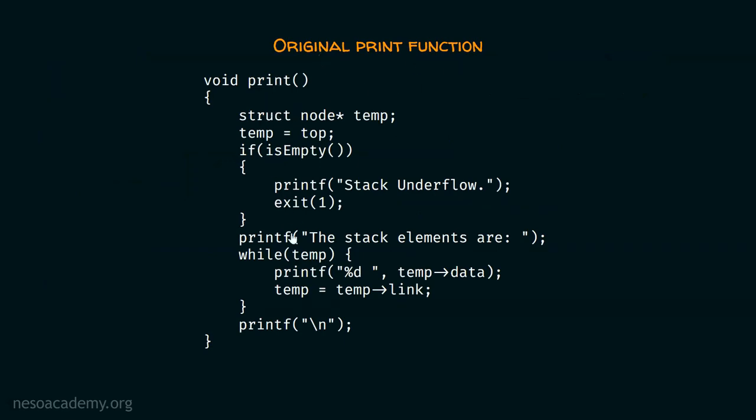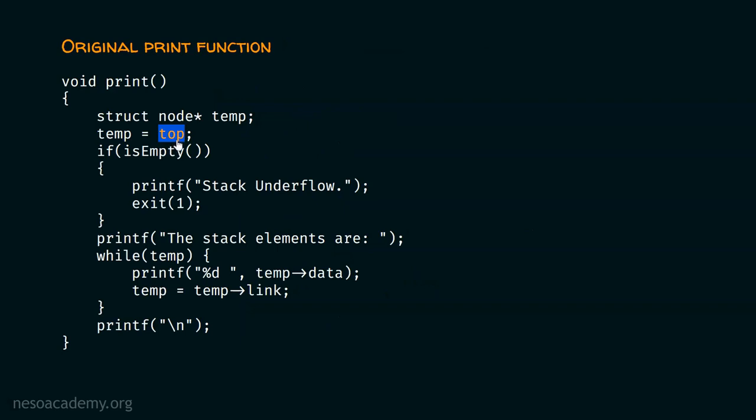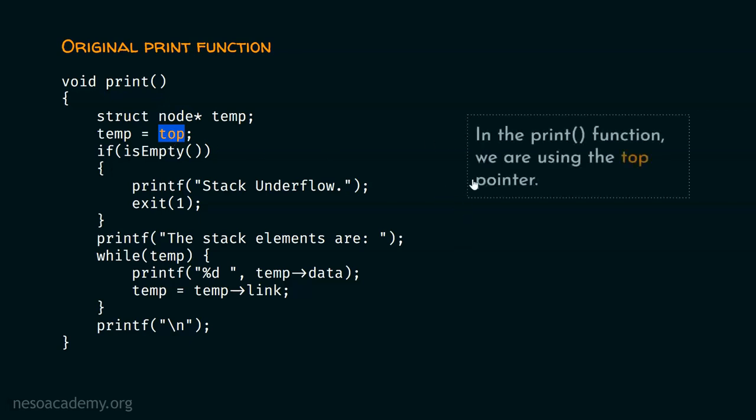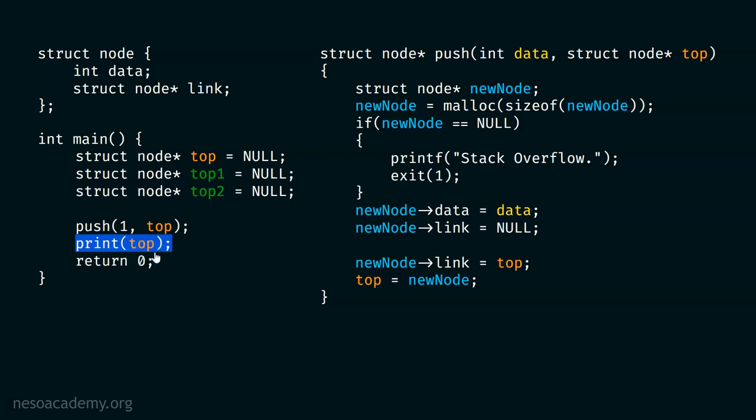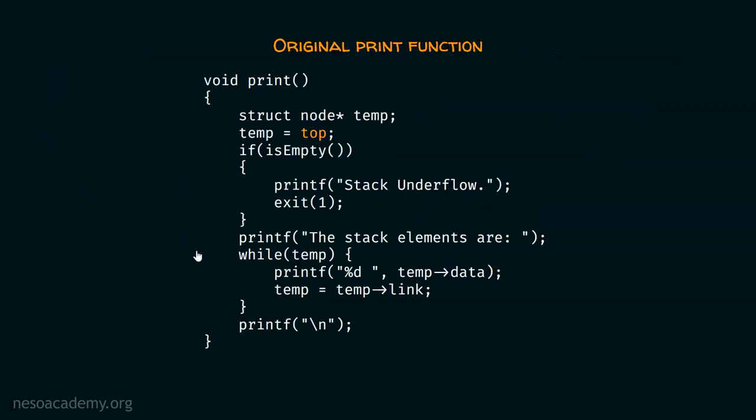And here you can see in this print function, top pointer is used. In the past, this print function was using this global top pointer, but now this print function must receive the top pointer locally, right? In the print function, we are using the top pointer. Therefore, we have to pass the top pointer to this function. So here, to this print function, we will pass the top in order to print the first element of the stack, right? And here, we will write struct node start top. This is the updated print function.